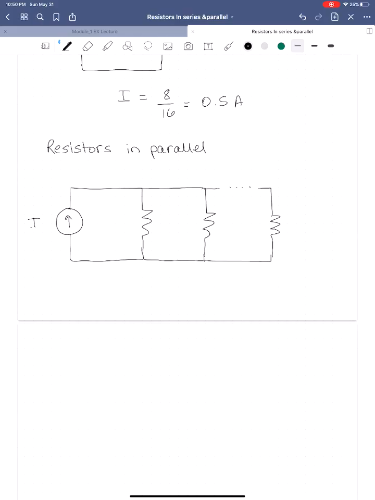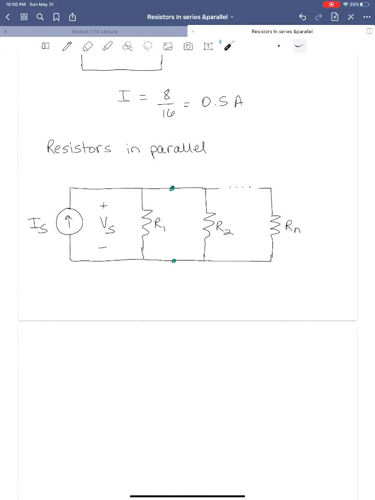So we have a current source I sub S, and resistors R1, R2, all the way out to R sub N. Because everything is connected in parallel, they will have the same voltage. Remember, there's only 2 nodes here. There's a node at the top, and a node at the bottom. So there'll be 1 voltage. I'm going to label that voltage V sub S.